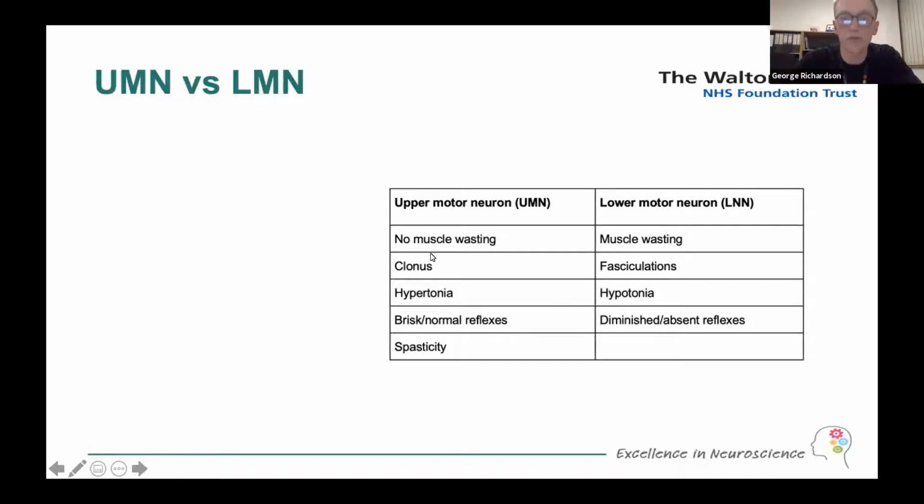So in upper motor neuron lesions, you get no muscle wasting, clonus, hypertonia, brisk reflexes, and spasticity. And in lower motor neuron lesions, you can get muscle wasting, fasciculations, hypotonia, and diminished or absent reflexes.